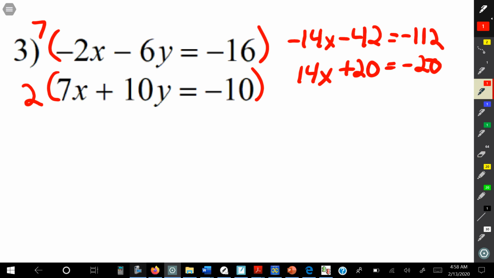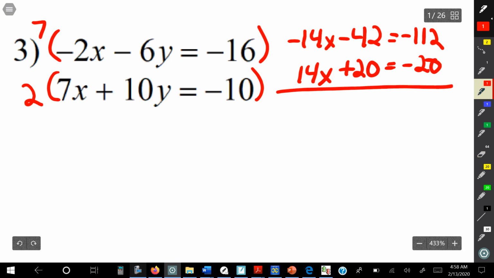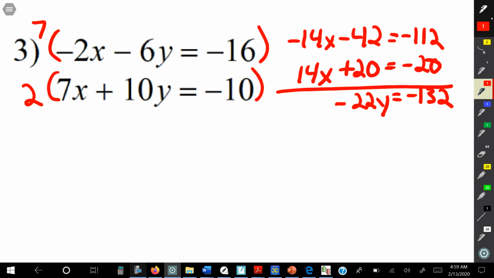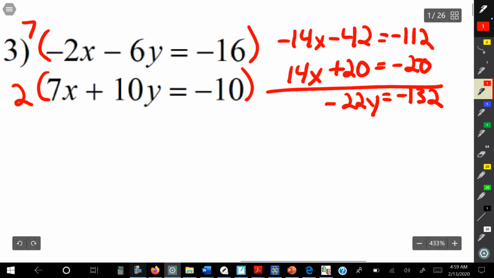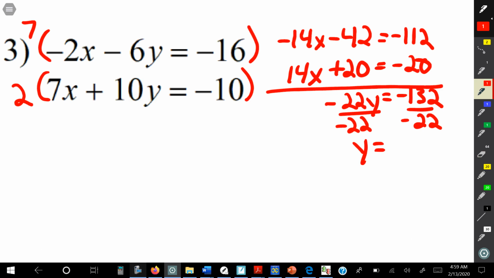And now I'm just going to add my equations here and eliminate the x here. So when I do that, this becomes 0. Negative 42 plus 20 becomes negative 22y is equal to negative 132. Then I'm going to divide by negative 22. And then y is equal to positive 6.